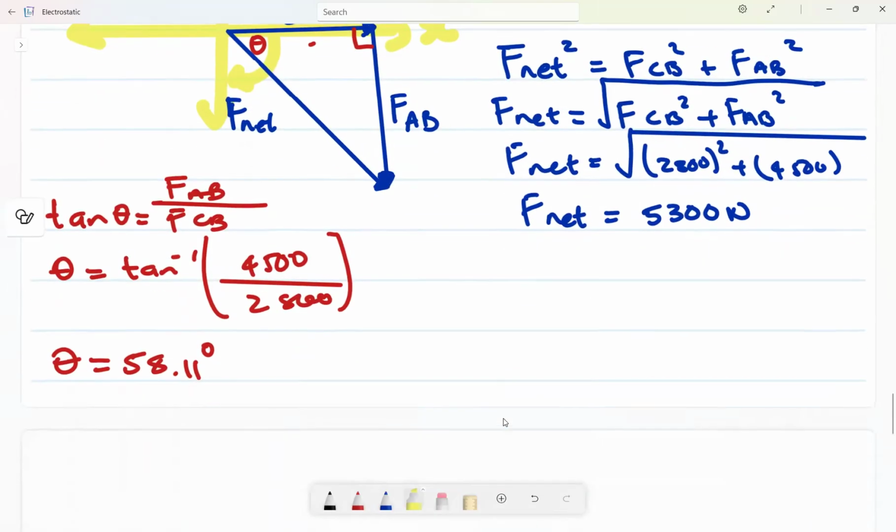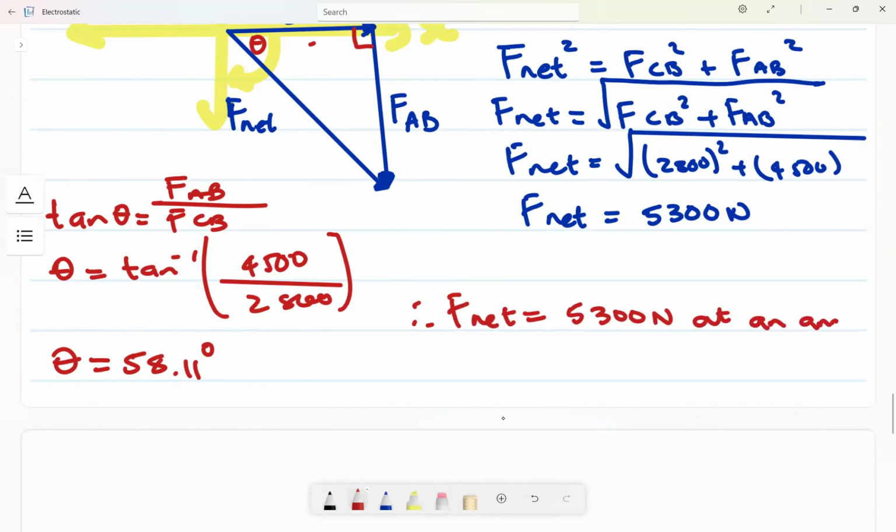So I'm going to say, okay, therefore my F net, you need to conclude this is grade 11 and 12. Therefore, F net is equal to what? The value. What is the value? 5,300 newtons at an angle of 58.11 degrees below the positive x-axis.